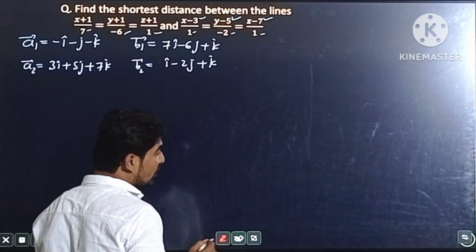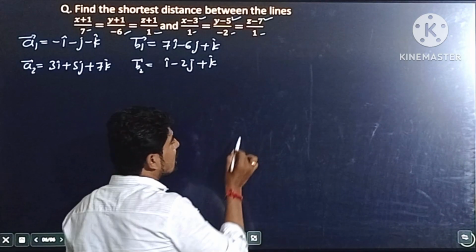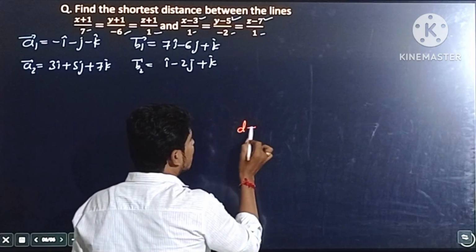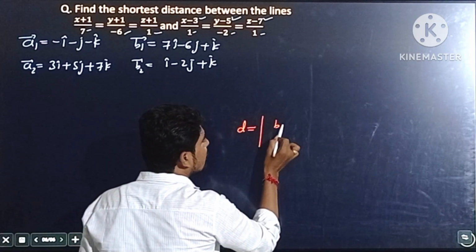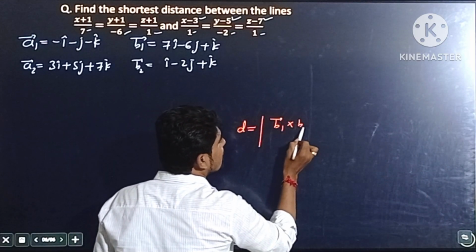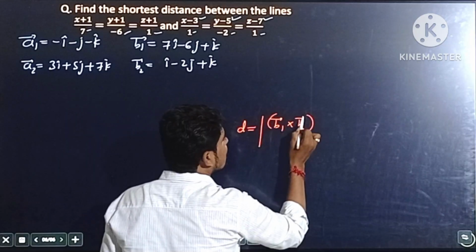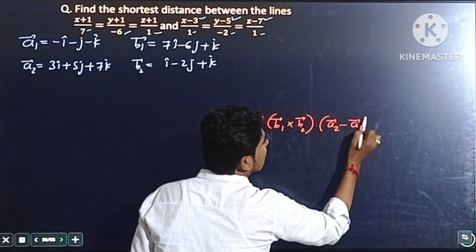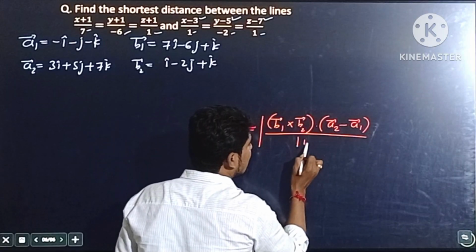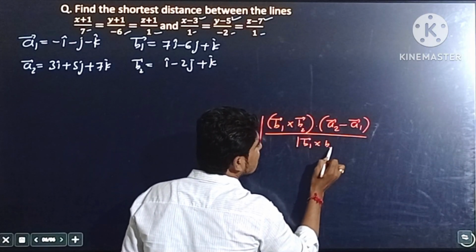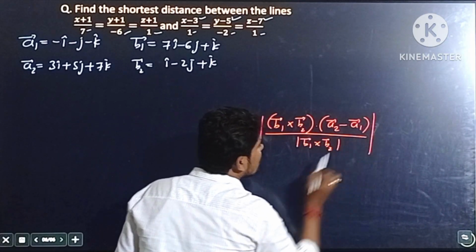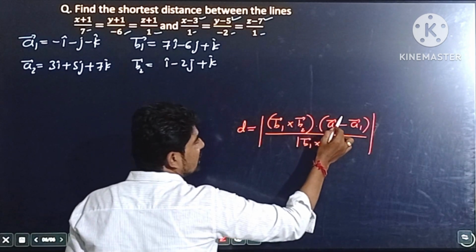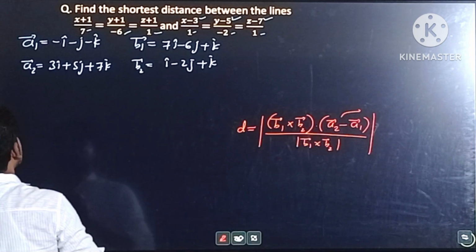And also, we know the formula for the shortest distance between two lines. That is, D equals the modulus of b1 vector cross b2 vector dot a2 vector minus a1 vector, divided by the magnitude of b1 vector cross b2 vector. So first we need to find the value of a2 vector minus a1 vector.